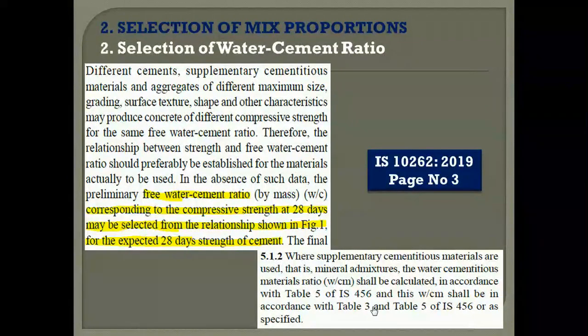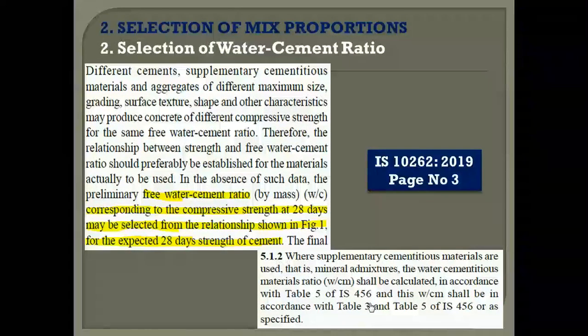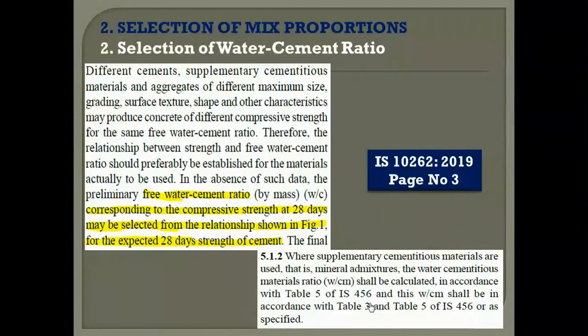Okay. So to calculate the water cement ratio, next is selection of water cement ratio. After finding the target strength, we have to select the water cement ratio based on the target strength, which is obtained at 28 days, done in the first step. You know the factors affecting the water cement ratio, so I'm not going to repeat that once again: size, grading, texture, shape, and other characteristics will affect the water cement ratio. To find the water cement ratio, we have a graph.